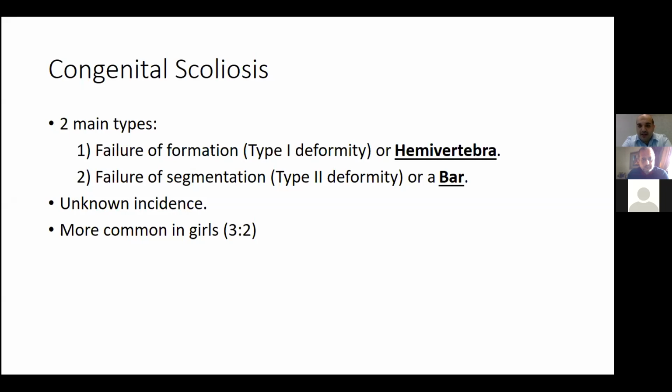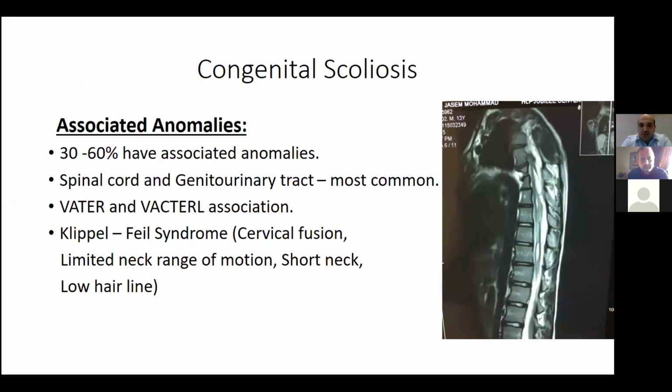You can diagnose it mainly by a 3D CT scan, but most of the time you can catch it on X-ray. We still don't know the incidence from the papers, and it is more common in girls than boys. What is important in congenital scoliosis is to look for other associated anomalies. Up to 60% of congenital scoliosis have another anomaly. The most common are spinal cord and genitourinary tract, and cardiac. So spinal cord, genitourinary tract, and cardiac malformations are very common associations with congenital scoliosis.